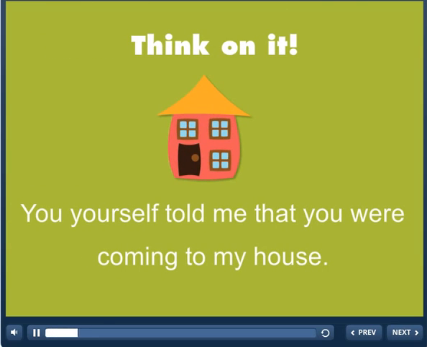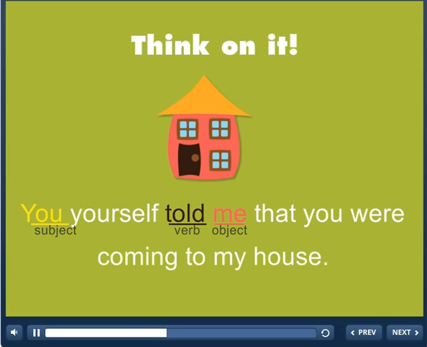You yourself told me that you were coming to my house. The verb here is told. The subject is you. Who did you tell? Me. Notice that the object of the verb is different from the subject. In this sentence, I am using the pronoun yourself to stress that you told me. If I removed the pronoun yourself, I would not be changing the meaning of the sentence.